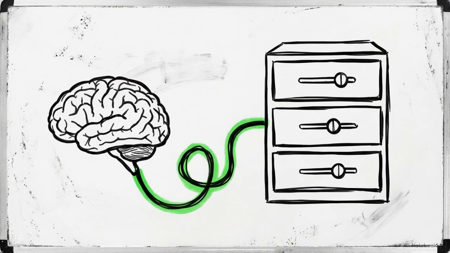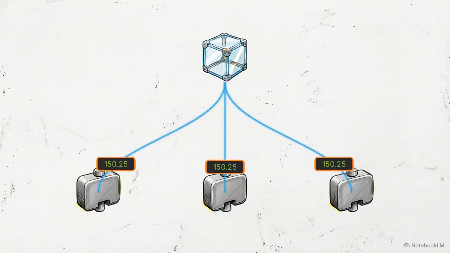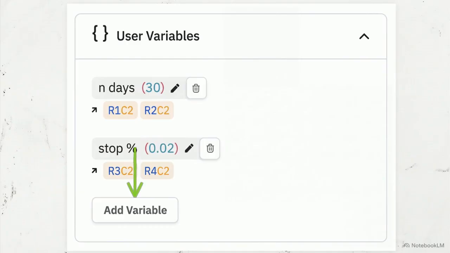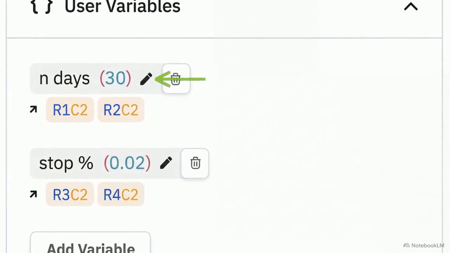On the right side of the screen, you can manage user variables, which serve as the strategy's internal memory. These can be used to store a specific value, like a calculated price level, at one point in the strategy, so it can be referenced by other rules later. You can also define parameters like lookback periods or stop-loss percentages here. This allows you to adjust the specific values of the strategy without modifying the core logic.